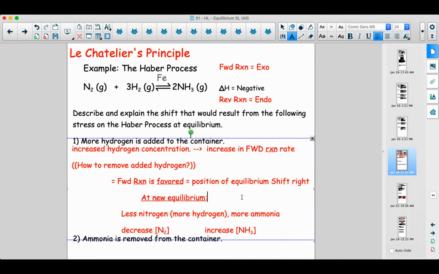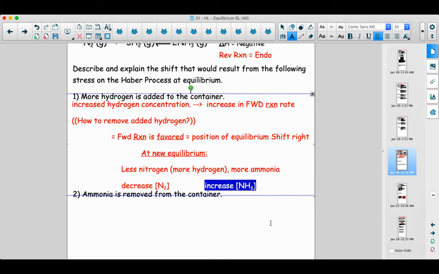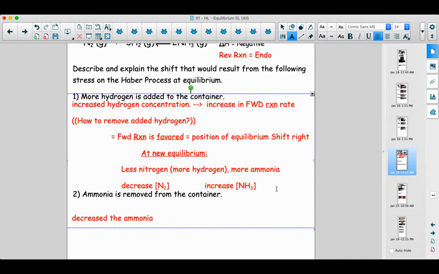That really means that at our new equilibrium, I will have more ammonia than I did before, or an increased ammonia concentration. The nitrogen, being the other reactant, will naturally get used up as we make more ammonia, and that's why the nitrogen will go down. Okay, continuing on, if ammonia is removed from the container, that means I've decreased the ammonia concentration. So our question to ourselves is, how do I replace it?